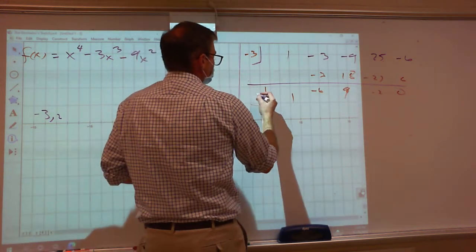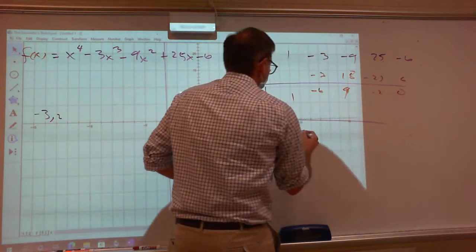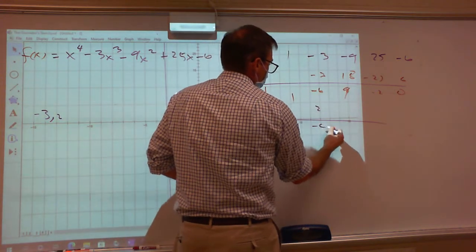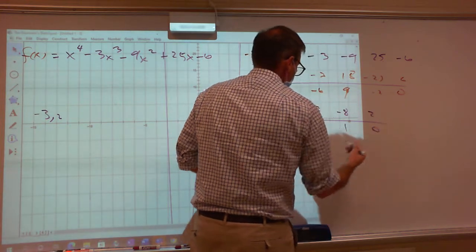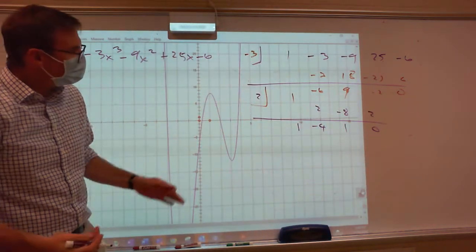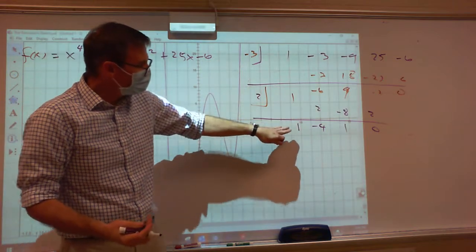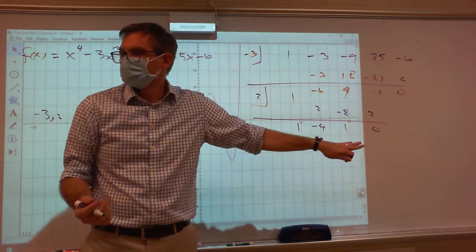I'm going to use 2. And so 2 comes with 2, negative 4, 8, and I get 0. So even if you did 2, then negative 3, you still got the 1, the negative 4, and the 1. Yes.